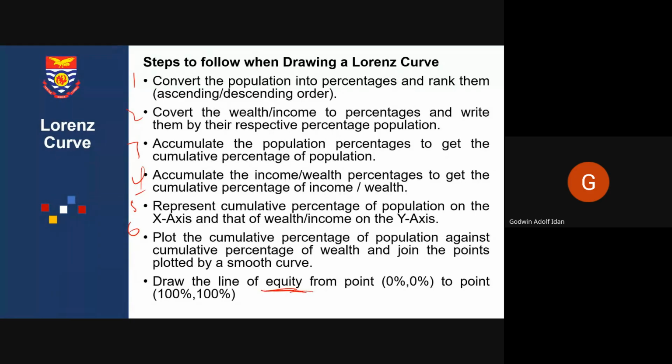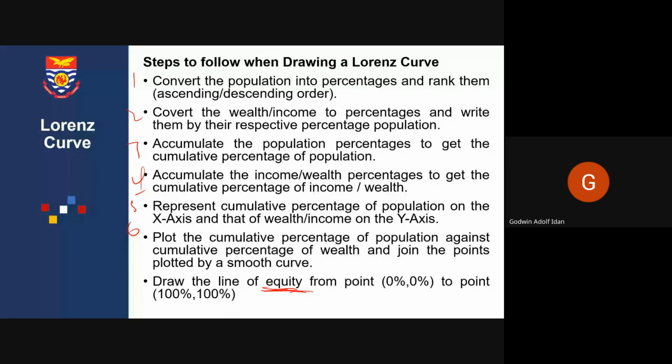The line of equity. Because already you've converted everything to percentages, you realize that you are going to have values ranging from 0 to 100%. So after having the curve, you use your straight edge to connect a straight line from the origin through to where you have the 100.